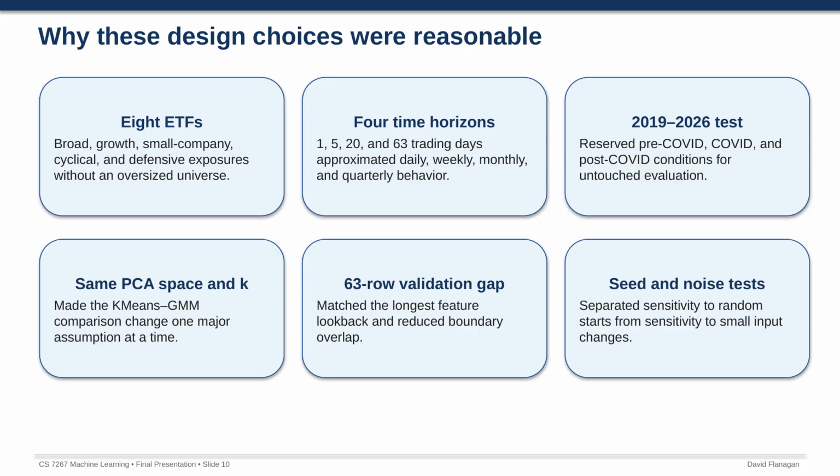K-means and GMM used the same PCA data and the same number of groups. That made the comparison fair, because only the grouping method changed. The 63-row gap in validation matched the longest feature window and reduced overlap between the training and validation dates.